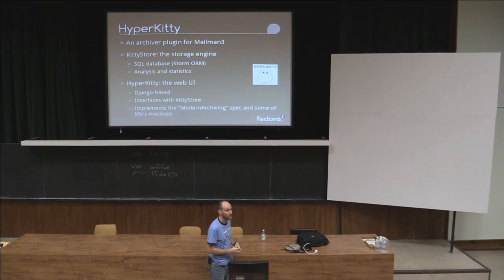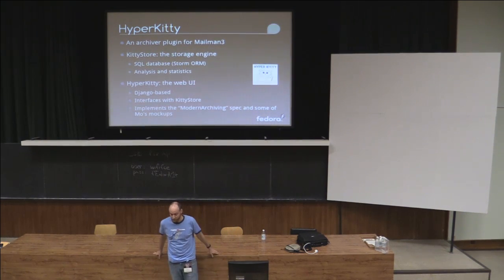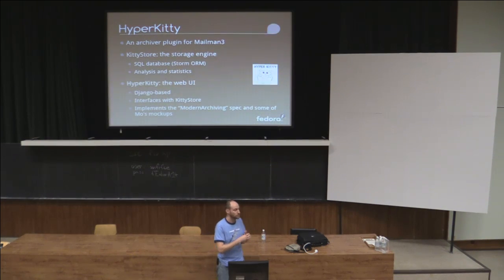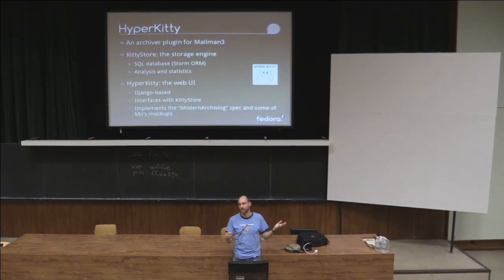And since we use Mailman a lot, we decided that we need this part, and so we started coding Hyperkitty. It's composed of two parts. There is the storage engine, which is called Kitty Store, and that is an interface where the mail will be stored, so you can access it from Hyperkitty, of course, the web interface, but also from different other programs, maybe, I don't know, an NNTP server or something like this.